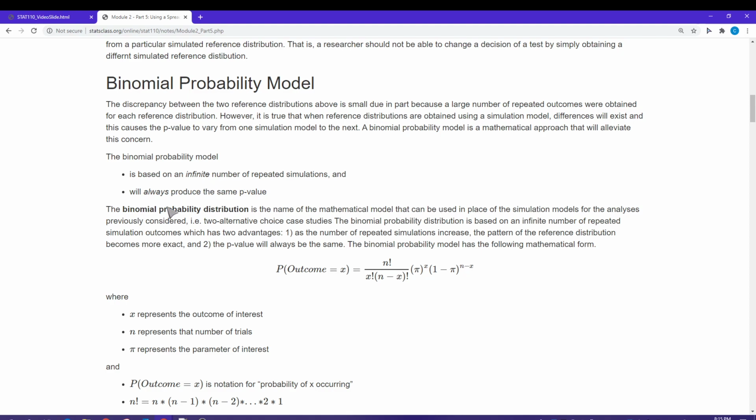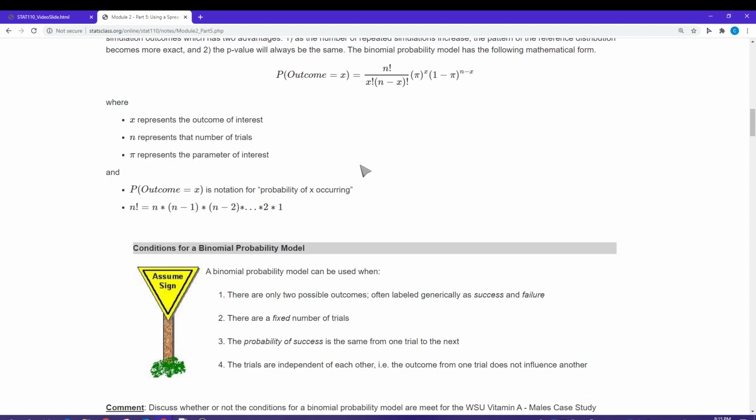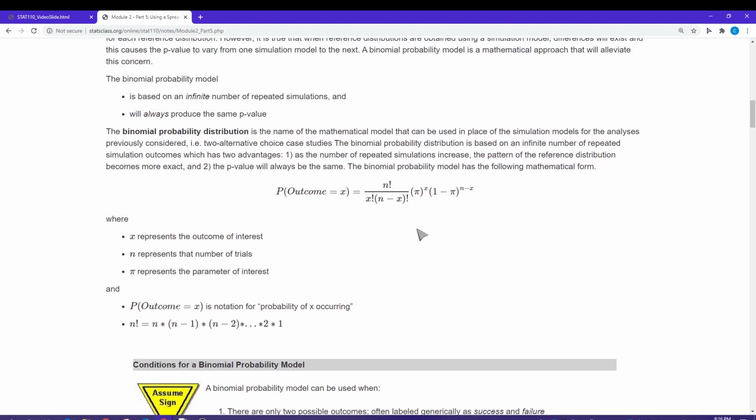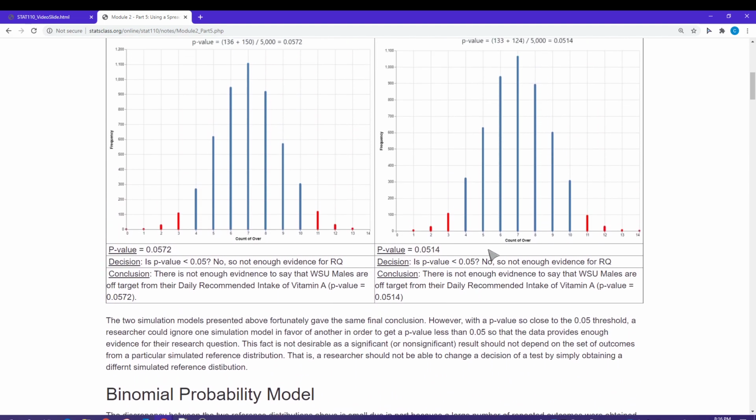So a little bit about the binomial probability model. It must have two possible outcomes. Often these are labeled as success and failure, and that's how our app was set up. Our app used labels success and failure. A second condition in using the binomial probability model is that there's a known and fixed number of trials. So in our study, there were 14 males that participated in this study. So that's known and fixed.